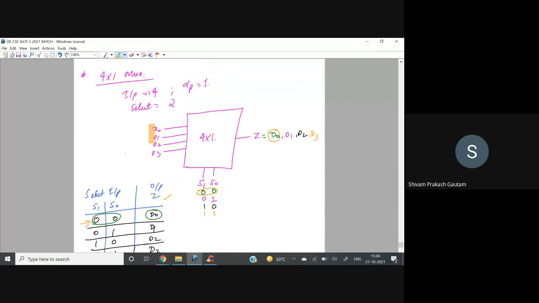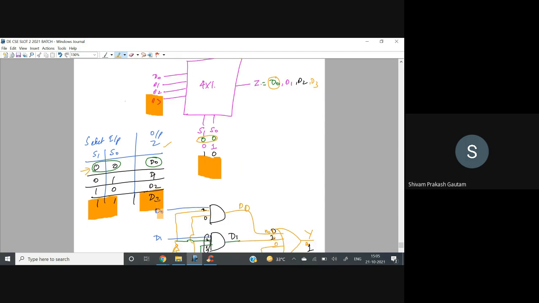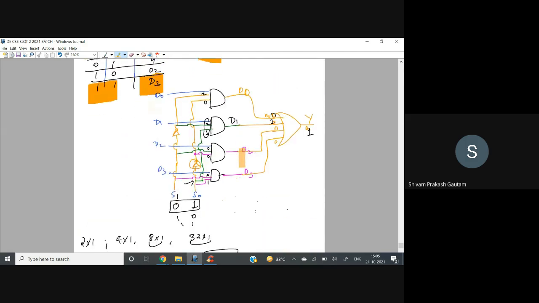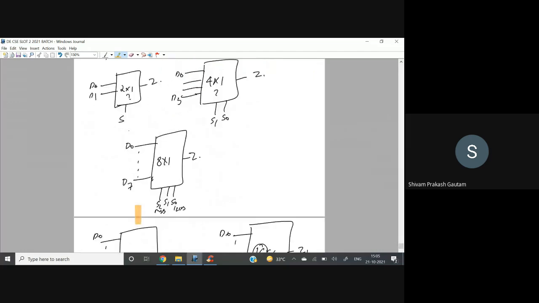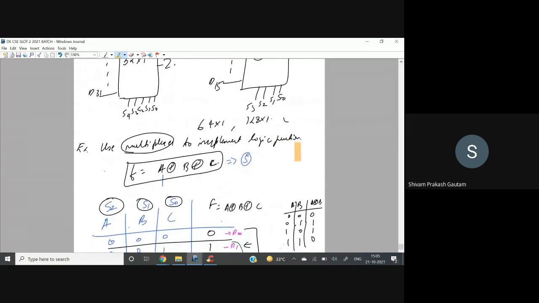Then the 4x1 multiplexer: 4 inputs, 2 select lines. This is the functional table again. When both select inputs are 0, d0 will flow to the output. When 0, 1, d1 will flow. 1, 0, d2 will flow. It depends upon us. If you want d3 at the output, you provide 1, 1 at the select input. This is the circuitry of the 4x1 multiplexer. Then we saw that we can generalize it to 32x1, 16x1, and higher as well.